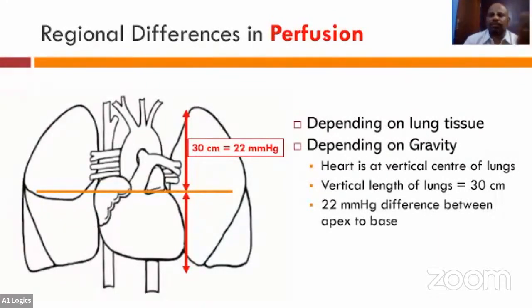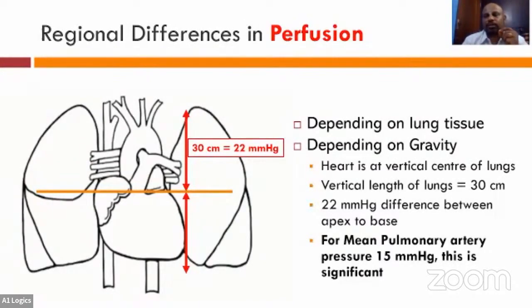If it is a systemic circulation with the 120/80 BP or a mean of 90, nothing is going to happen. But for a pulmonary pressure, where the mean pulmonary pressure is 15 millimeters of mercury, this becomes very significant. What I mean is, if at the center the pressure is 15 millimeters of mercury, the topmost part of the lung will have an 11 millimeter mercury difference. That is, the perfusion will be only with 4 millimeters of mercury, and the lowest part of the lung will be 15 plus 11, that is 26 millimeters of mercury. So that is a huge gradient from the top to bottom of the lung with respect to the pulmonary pressures.